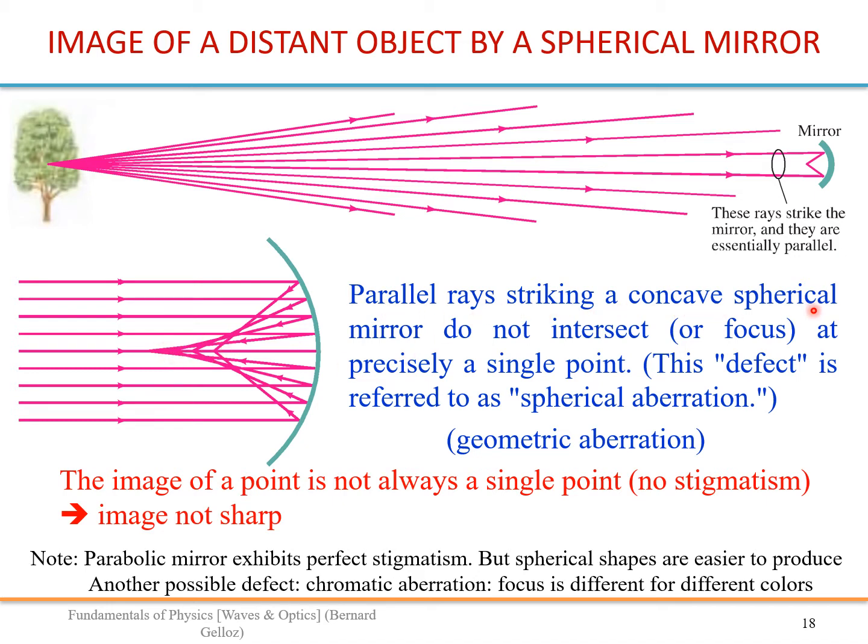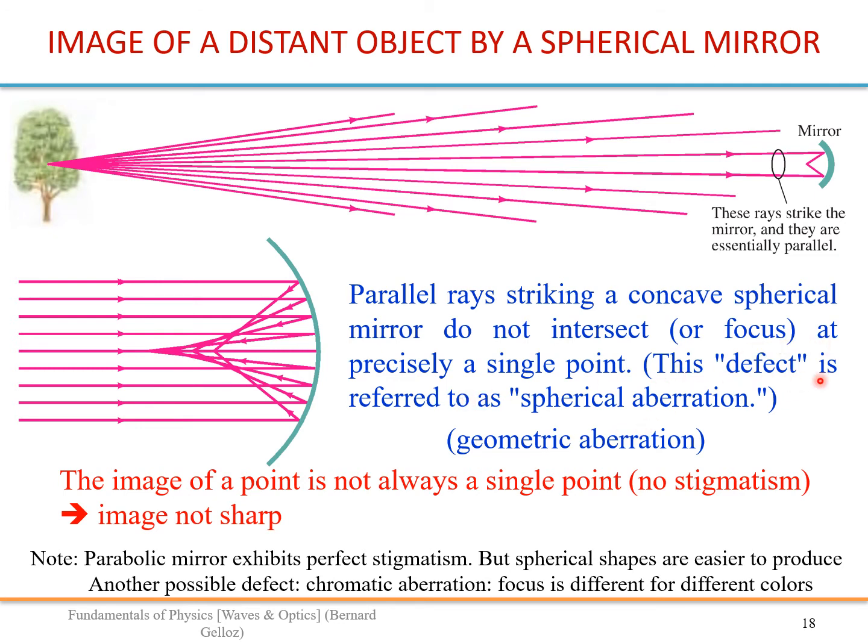So parallel rays striking a concave spherical mirror do not intersect or focus. When all rays converge to the same point, it's the focus point, precisely a single point. Therefore you do not have stigmatism. Remember, we introduced that for plane mirrors. So spherical mirrors do not exhibit stigmatism. Therefore, the image of a point will not be a point in space. It will be some kind of line in this case.